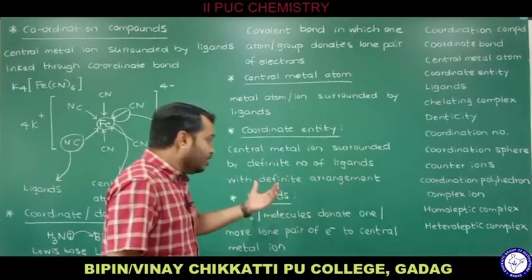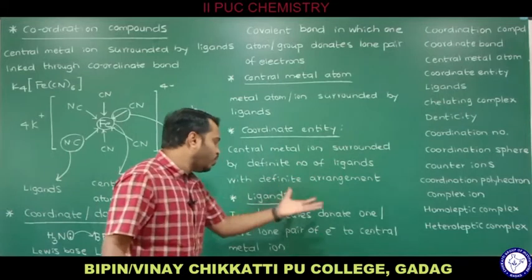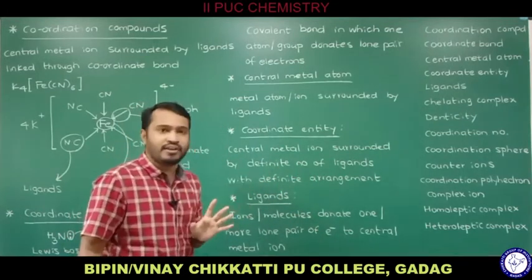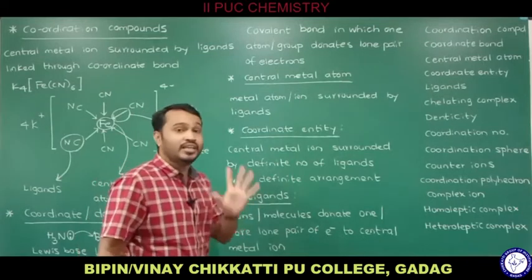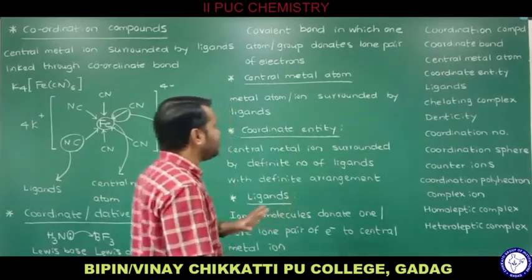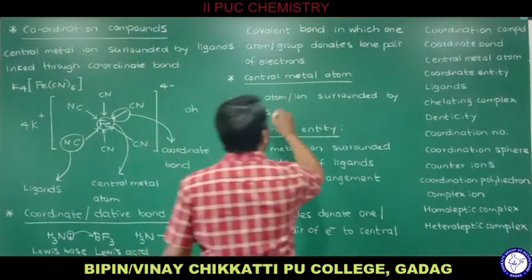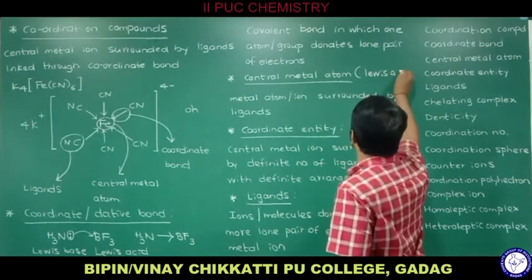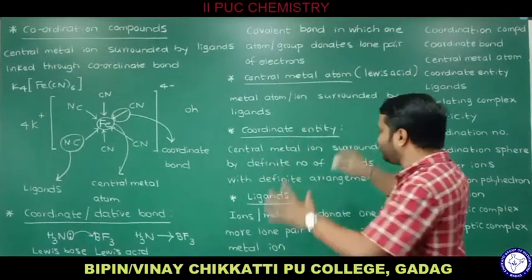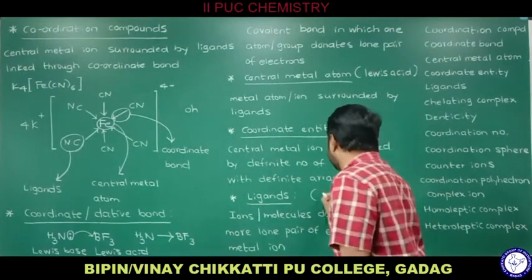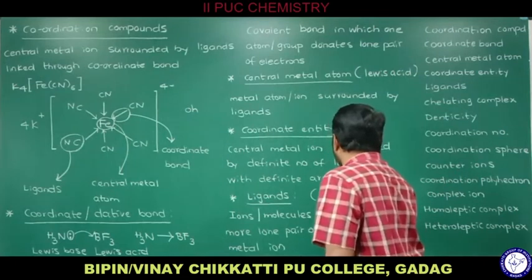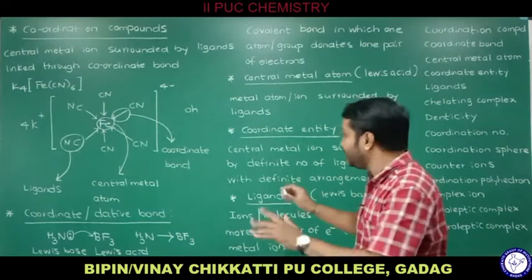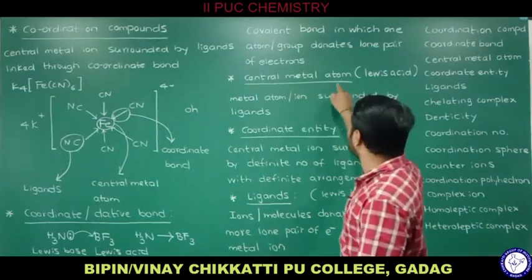Similarly, these ligands are going to donate one or more lone pairs of electrons to the central metal atom through a coordinate bond, and these we call ligands here. Remember that in general, the central metal atom is a Lewis acid. Try to note that, and these ligands are Lewis bases, not all, but the maximum of these ligands are Lewis bases here. The central metal atom is a Lewis acid.